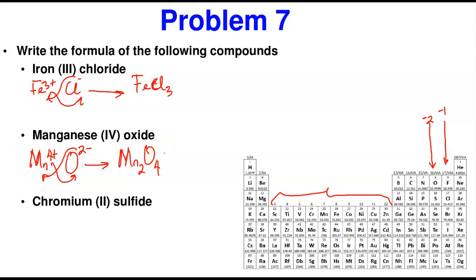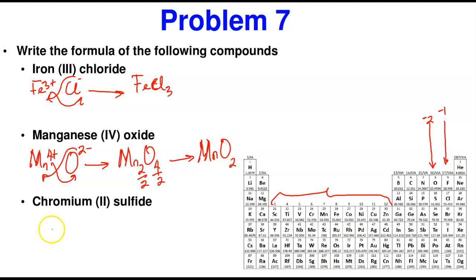Now, remember, I said it has to be a simplified unit. This is not simplified. So what do we do? I have to divide both sides by 2. And if I did that, manganese will now become 1. You don't need to show that. And oxygen is going to be 2. So this becomes MnO2, manganese 4 oxide.